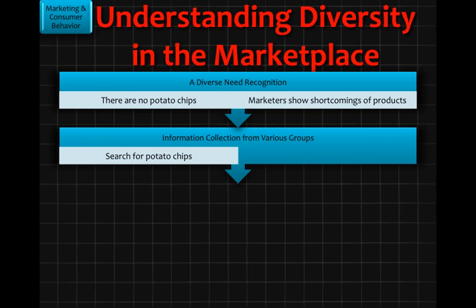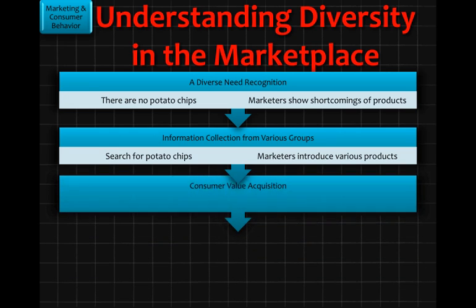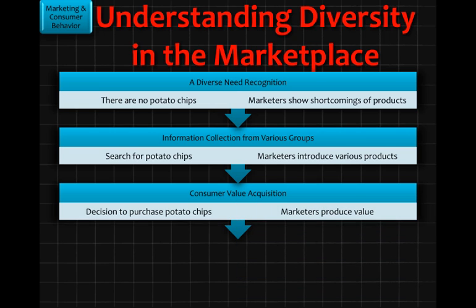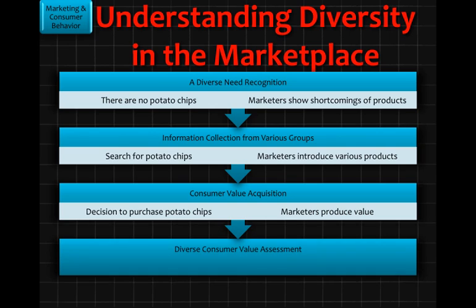But this information collection really helps them search for the right potato chips or the right product to put out in the market. So they introduce these various products to you, and you get a value through your acquisition of those. They look like something you'd be interested in, so you make a decision to purchase these potato chips. And marketers then know they have produced the value that's important for you to then repeat that type of activity.